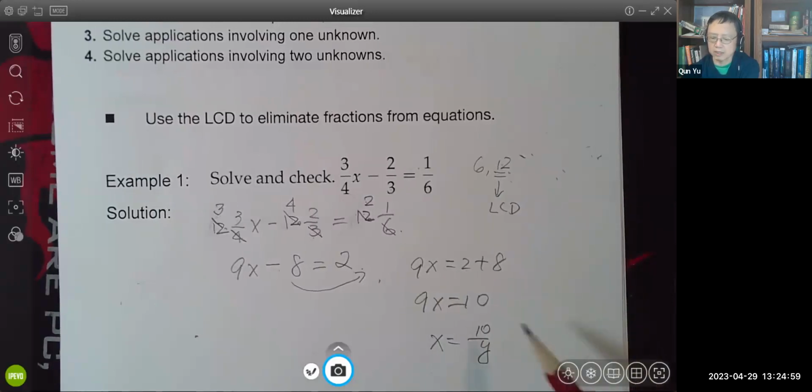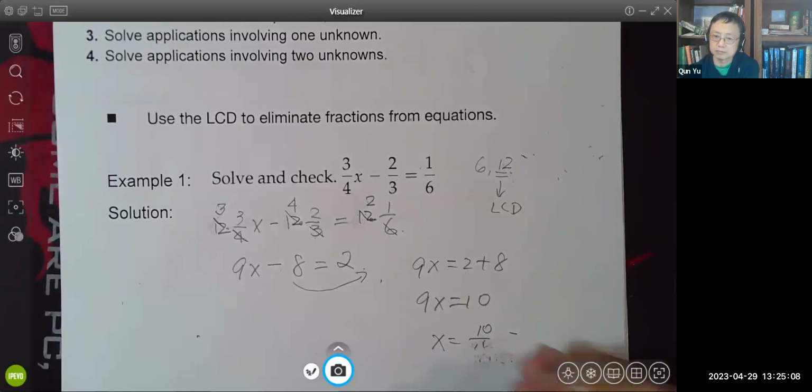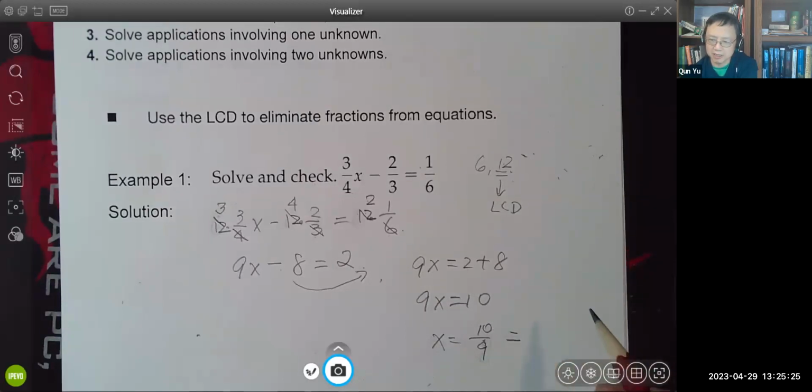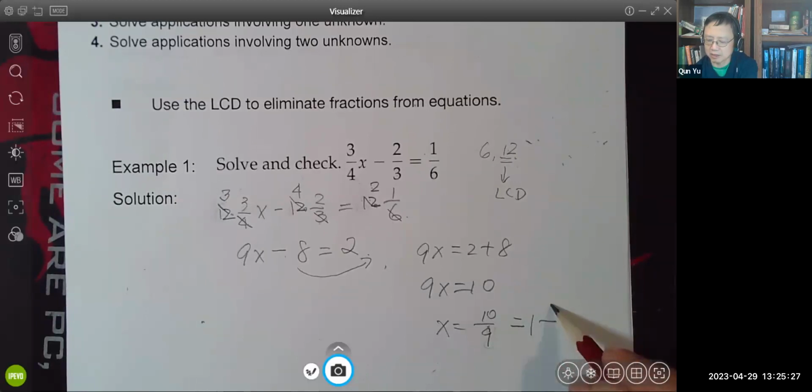And if you want to write this as a mixed number, that's 10 over 9. Because I teach too many algebra classes. 10 over 9, that is our answer. And if you want to convert this improper fraction to a mixed number, it is going to be 1 and 1/9. So that's our answer.